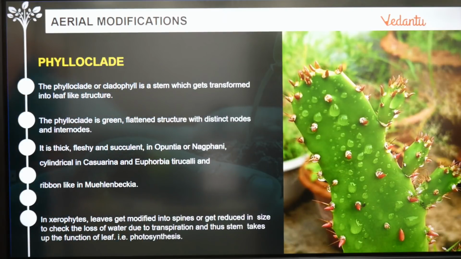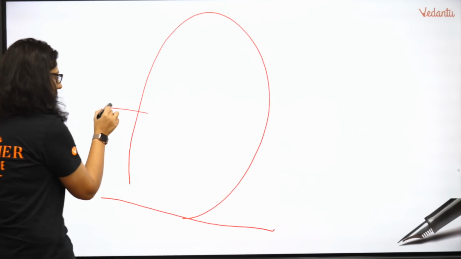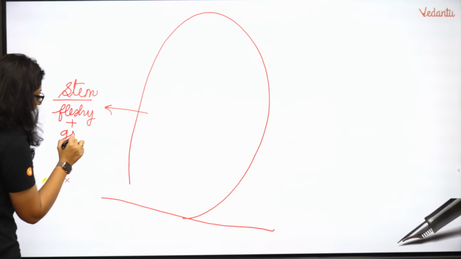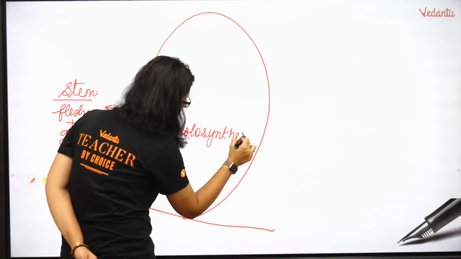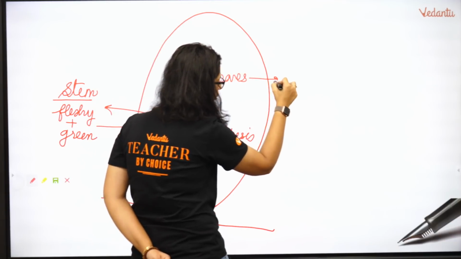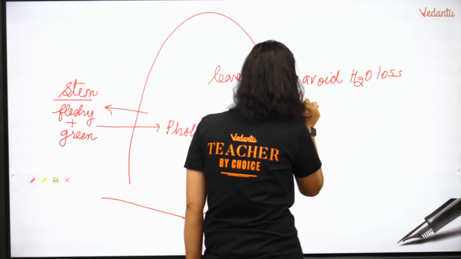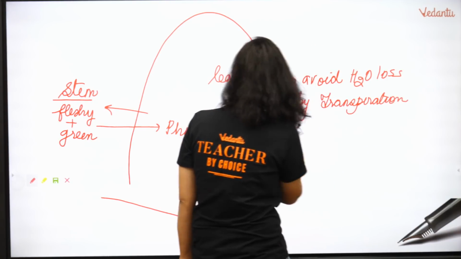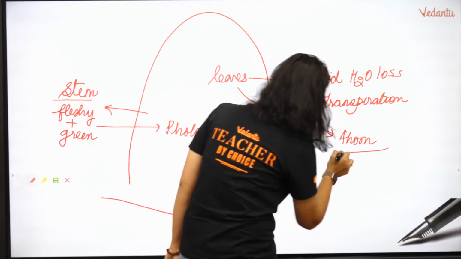Moving ahead, phylloclade, very, very important. So what is a phylloclade? If this is the stem, this entire stem becomes fleshy and green. Why has it become fleshy and green? So that it can do photosynthesis. And the leaves, to avoid water loss by transpiration, are becoming, you are right, what form? Thorn. Any doubts?